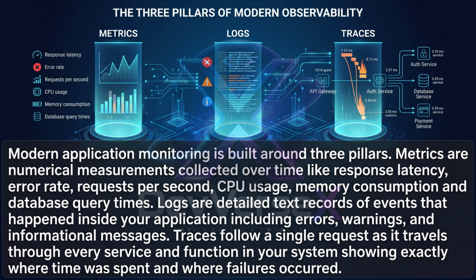Metrics are numerical measurements collected over time like response latency, error rate, requests per second, CPU usage, memory consumption, and database query times. Logs are detailed text records of events that happened inside your application, including errors, warnings, and informational messages. Traces follow a single request as it travels through every service and function in your system, showing exactly where time was spent and where failures occurred.